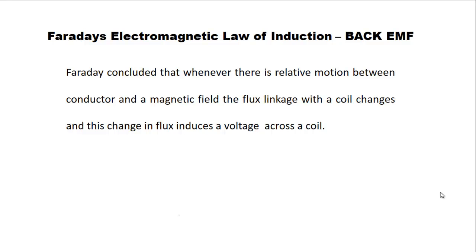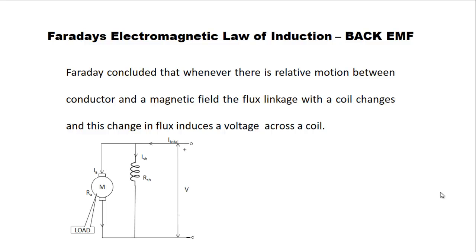For example, let us take a circuit diagram of a DC shunt motor. A DC shunt motor has an armature and a field winding connected in parallel with it. The resistance of the armature is represented by Ra, the armature current is represented by Ia, and the shunt field winding current is represented by ISH and its resistance as RSH. V is the terminal voltage that is applied to the motor.